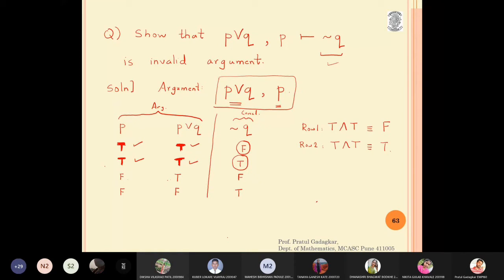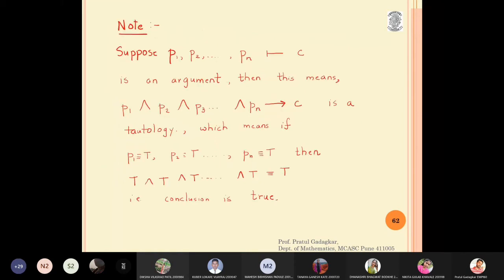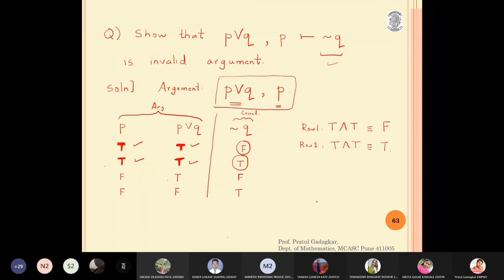But this cannot happen. Right, because in the previous note we have seen that if you have true and true and true and true, the answer must be what? The conjunction of all truths is true. But here in this problem, what I got from the first row is not a good thing, that true and true has become false, which is not possible. Therefore, this argument is, so which row is a problematic row? By row one, this argument is not valid by row one.